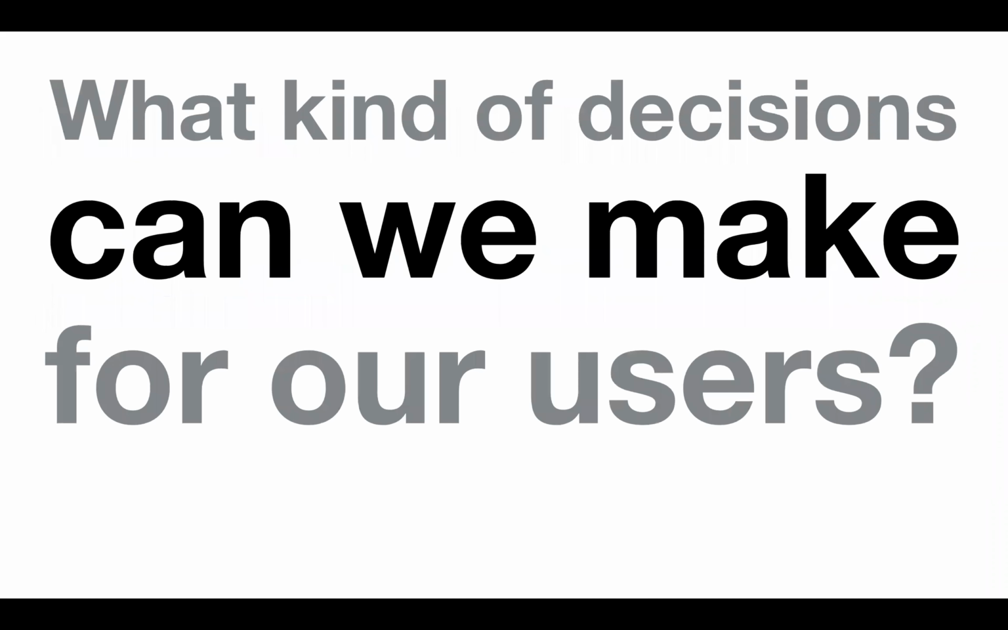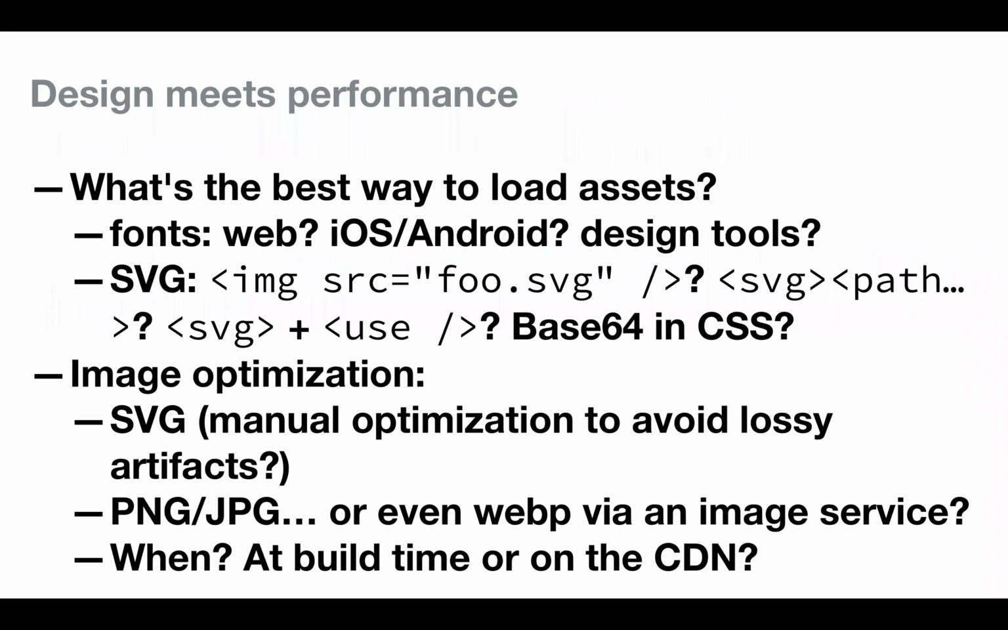So what kind of decisions can we make for our users as design systems ops? For example, design meets performance in many ways. You could ask, what's the best way to load assets? For example, fonts. If you're on the web, what's the best way? If you're in a single page app, what is the best way? Should you use service workers? Should you just use the latest font loading APIs in CSS? What about iOS? What about Android?